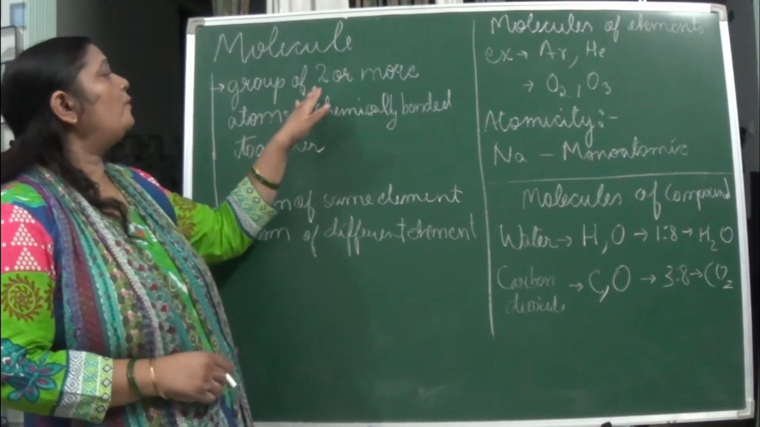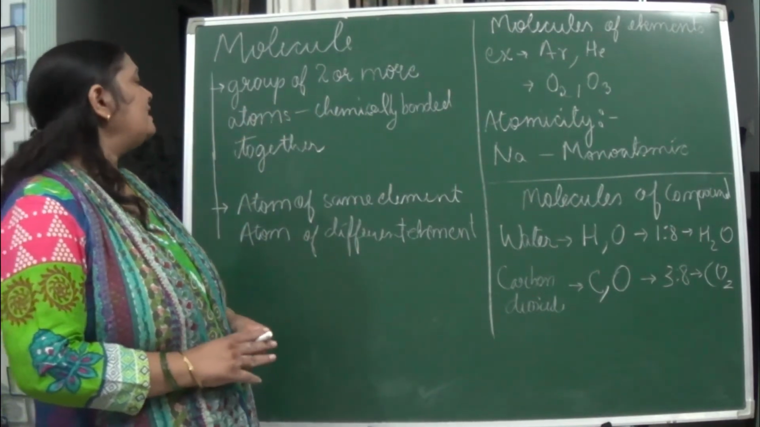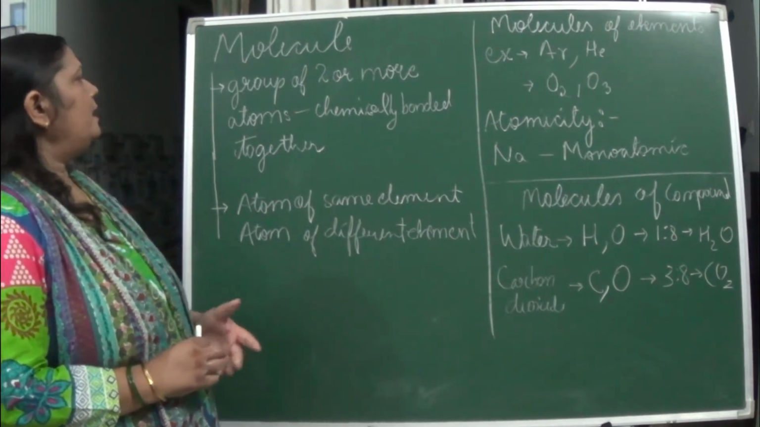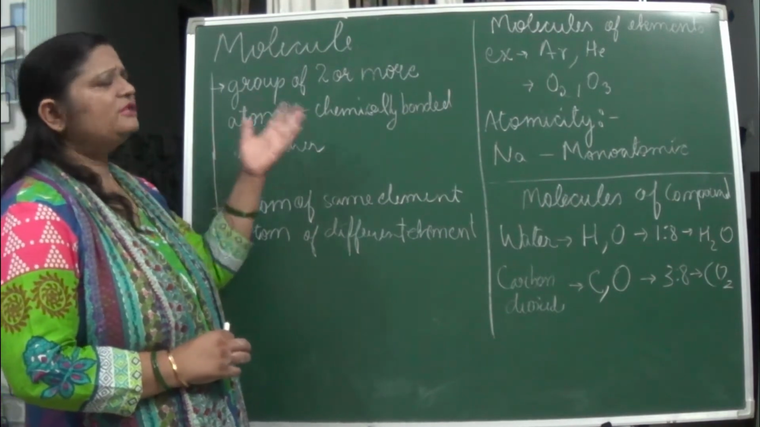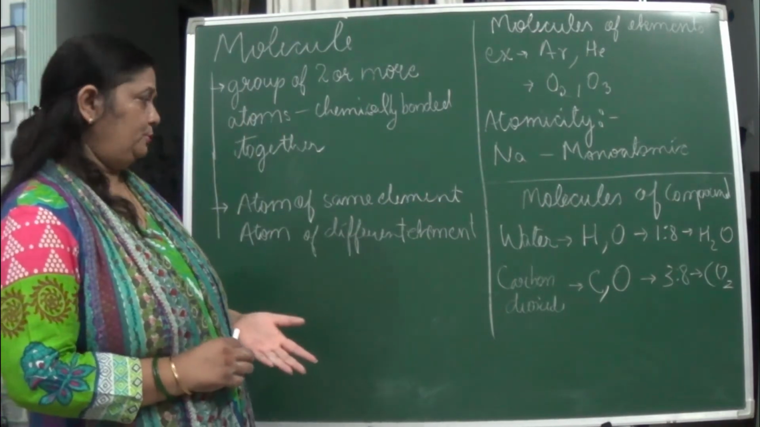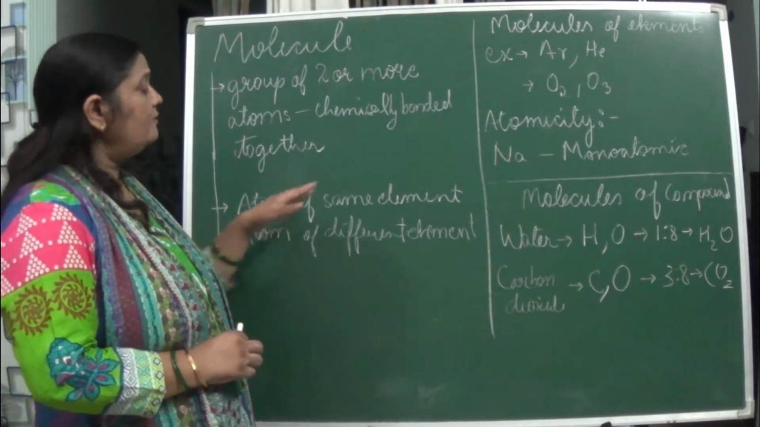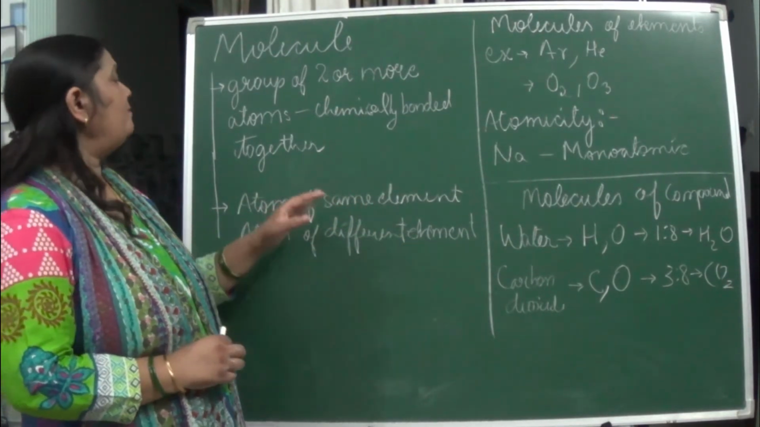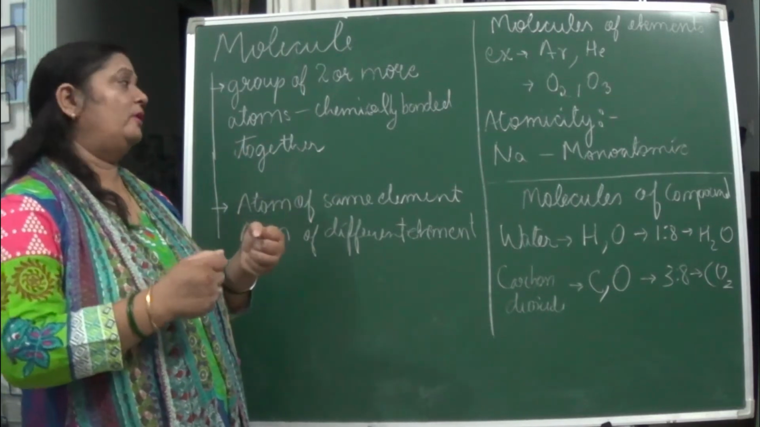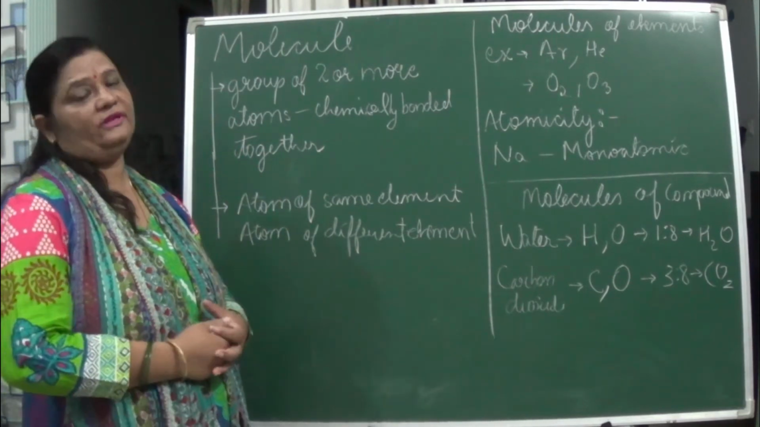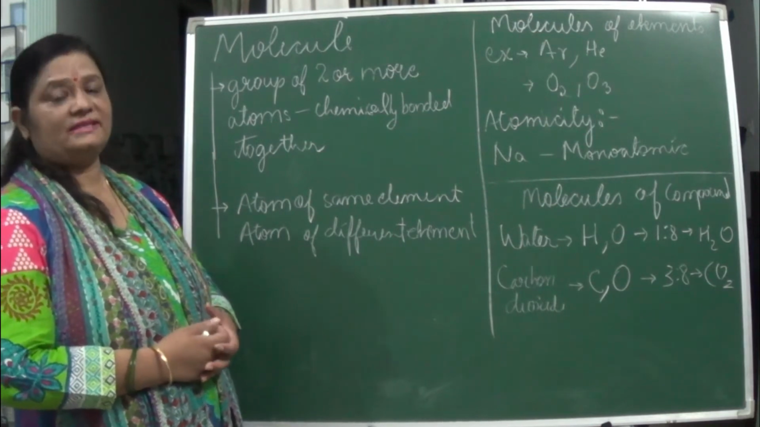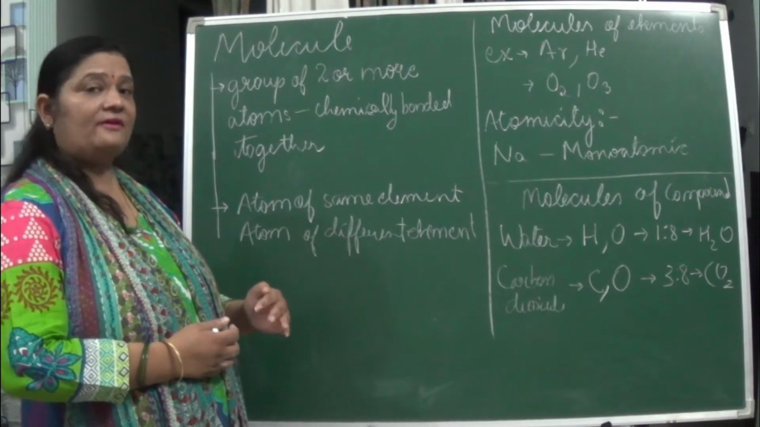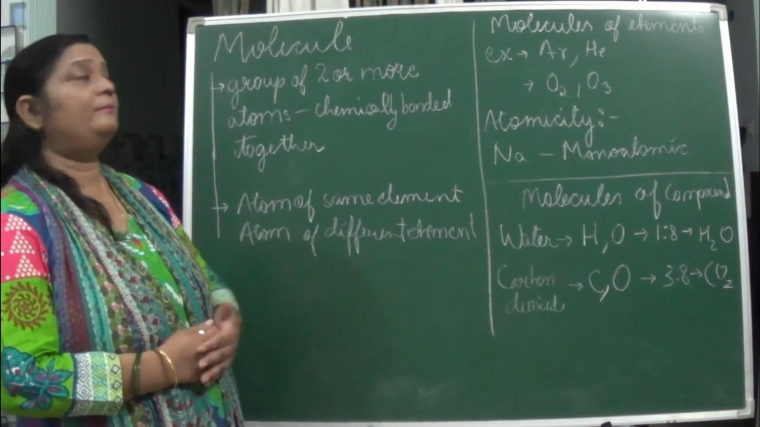Here a group of two or more atoms are chemically bonded together. It means one atom doesn't exist here. It must be two or more than two, okay. And these atoms can be of the same element or of different elements, okay. And they are chemically bonded. Actually a bond is formed between them and it makes them stable. Their energy becomes less after bond formation and thereby they become stable.